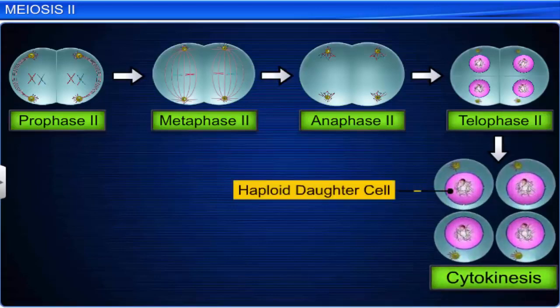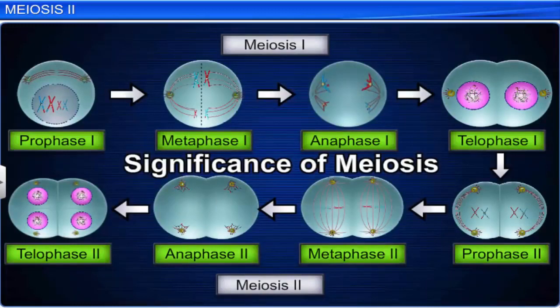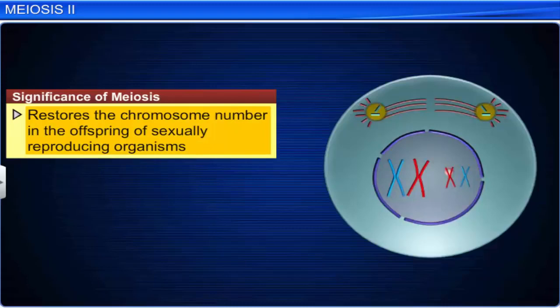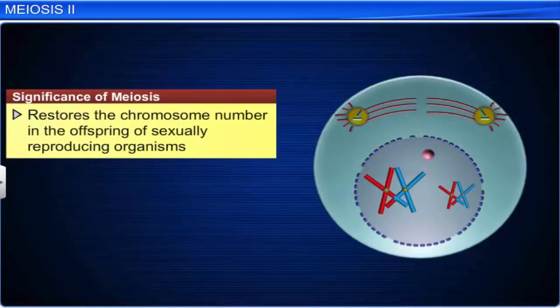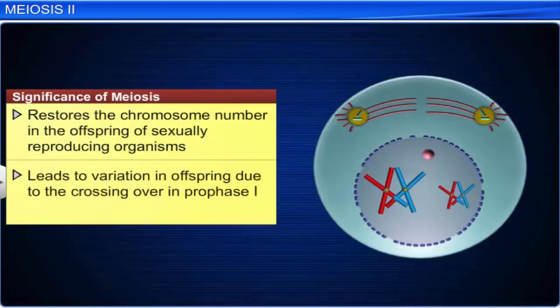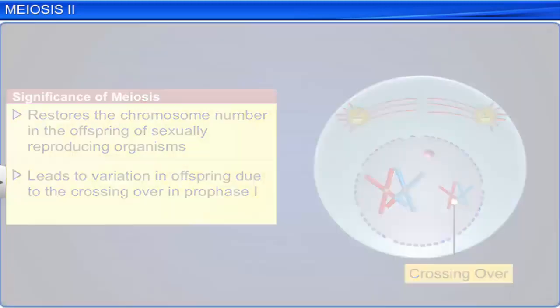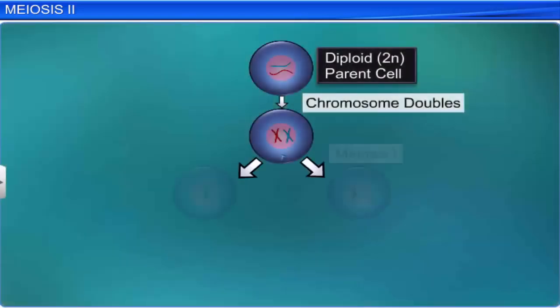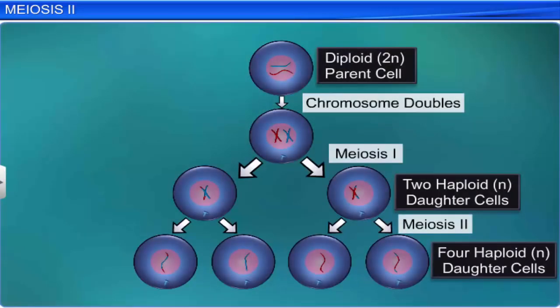Meiosis is a significant process in sexually reproducing organisms. Meiosis in germ cells, followed by the fertilization of gametes, restores the chromosome number in the offspring of sexually reproducing organisms. Another significant feature of meiosis is that it leads to variation in offspring due to the crossing over in prophase 1, during which genetic materials recombine. Variation plays a very important role in the process of organic evolution. Meiosis plays a vital role in sexually reproducing organisms. The process takes place only in reproductive cells or germ cells and is also known as reduction division, as the number of chromosomes is reduced to exactly half in the daughter cells.